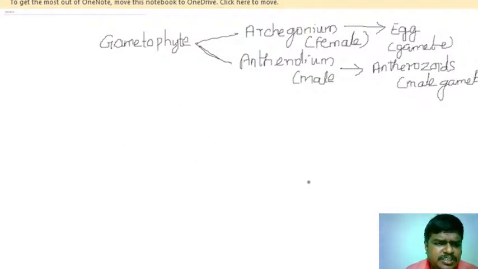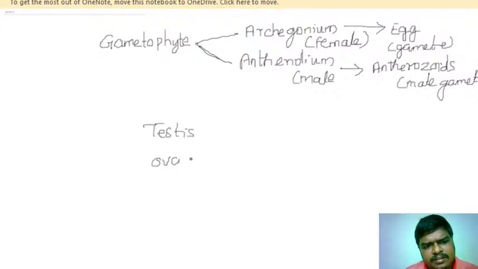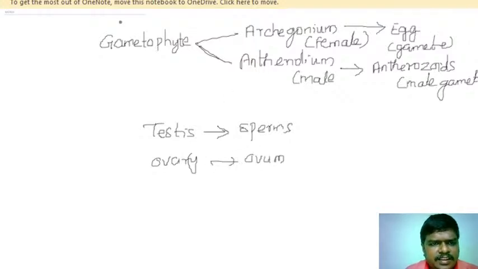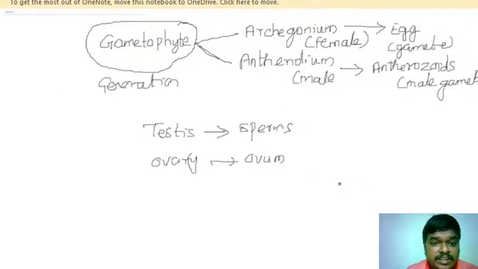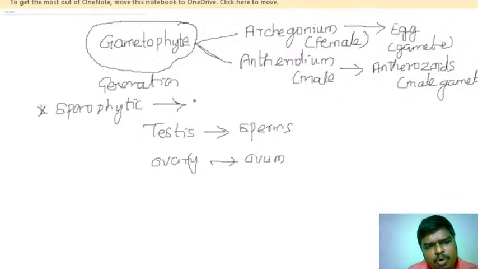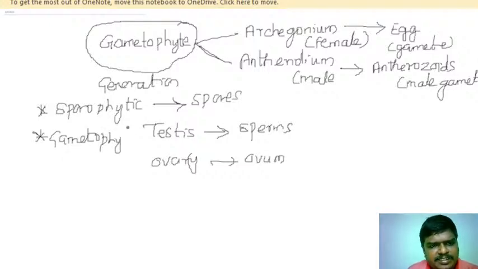Similarly, in higher organisms, in humans, we have testis and ovary. The testis produces sperms and the ovary produces ovum. So this is the gametophyte. Gametophyte is a generation in plants. There are two types of generation. One is called sporophytic generation, which produces spores, and the other generation is gametophytic. In gametophytic generation, they produce gametes.